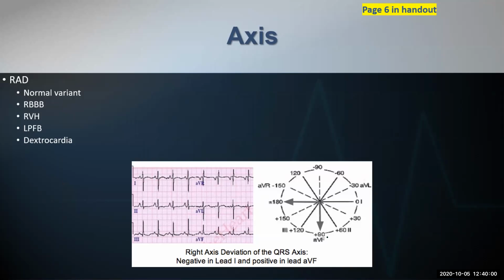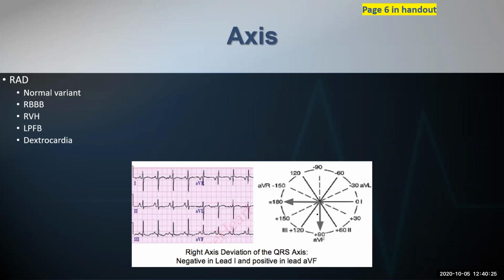So let me go to this slide at the bottom, or refer to this. If we mentioned that a positive deflection in 1 with a negative deflection in AVF was a left axis deviation, then the opposite holds true for a right axis deviation. It would be a negative deflection in 1 and a positive deflection in AVF. So they're going or returning towards each other, which would be suggestive of a right axis deviation.